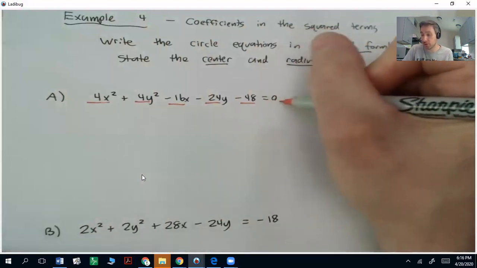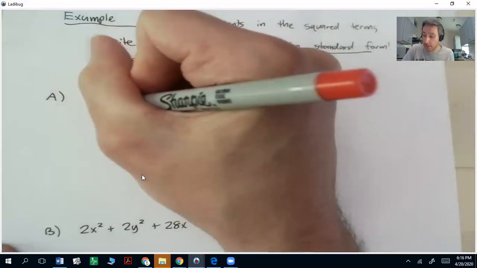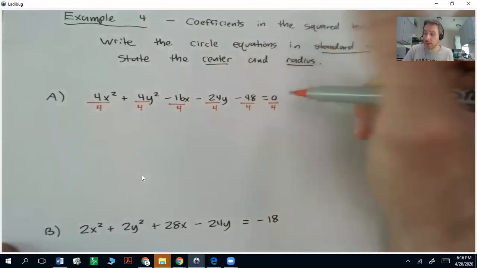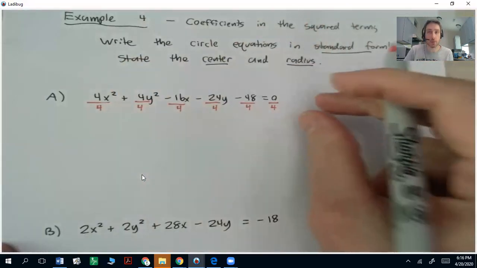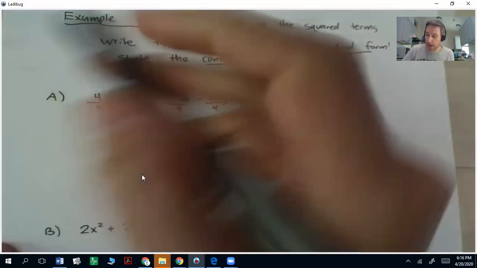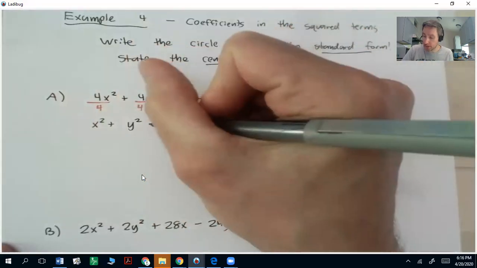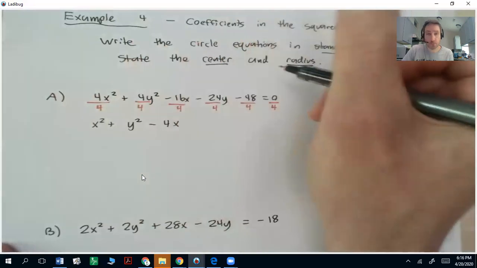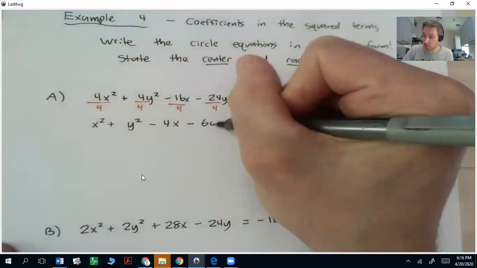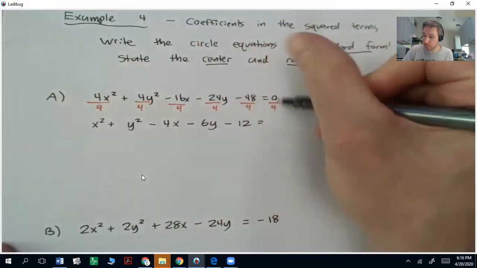So in this case, it's 0, so I'm not going to divide. I mean, I can. It's not going to change it. It's going to still be 0, but I want to divide that leading coefficient out. It's important that you divide everything by the same number to make it equivalent. So everything divided by 4, that's going to make x squared plus y squared minus 4x. 24 divided by 4 is 6, so minus 6y. And 48 divided by 4 should be 12. And that'll be 0.